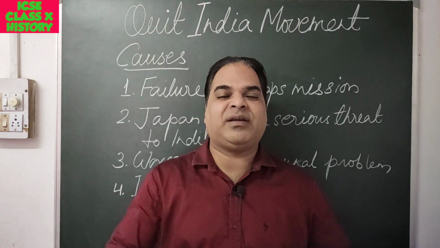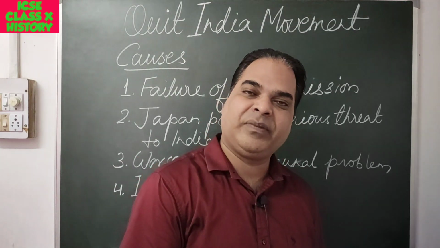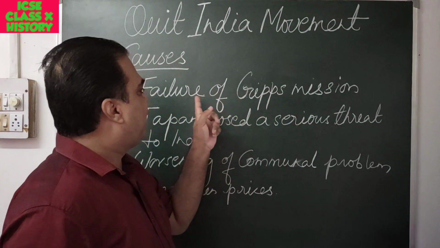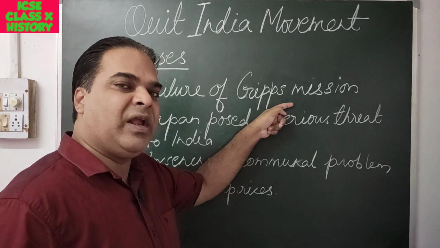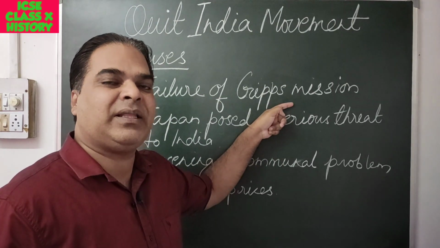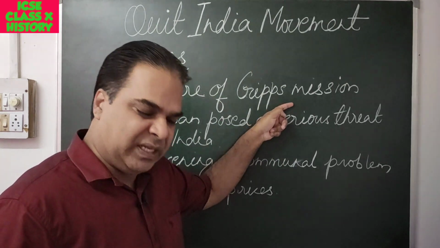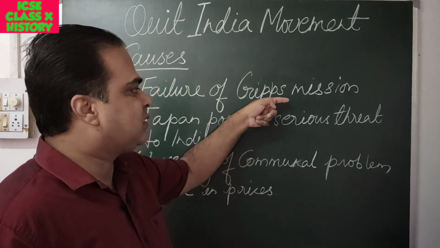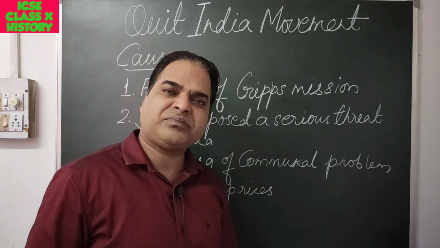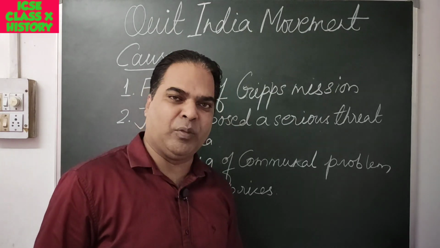So altogether Cripps Mission was a failure. Okay, I hope you understood it. So failure of Cripps Mission: the proposals were rejected by the Congress, Muslim League, Hindu Mahasabha as well as the native states. So this was number 1 cause of the Quit India movement.